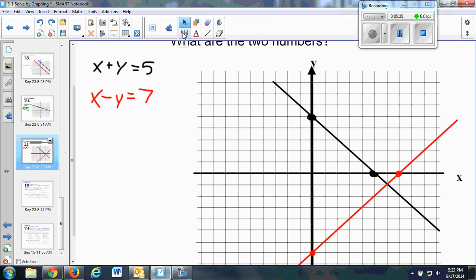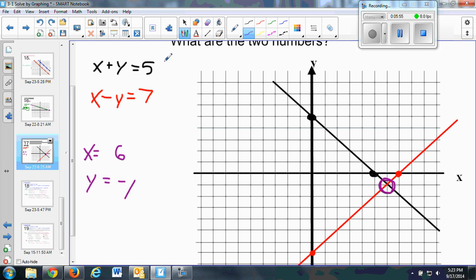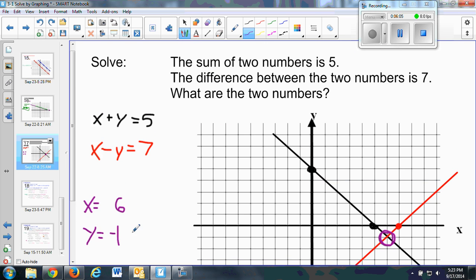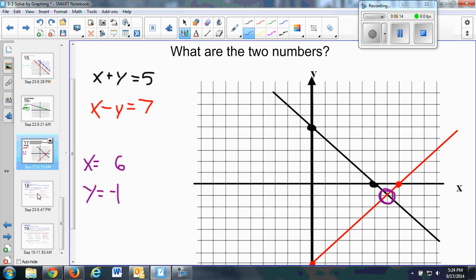As you can see, we have our two lines graphed, and they intersect at that point right there. So our answer is x equals, let's see, 1, 2, 3, 4, 5, 6. So x equals 6 and y equals -1. Let's see if that makes sense. The sum of the two numbers is 5, so 6 plus -1 is 5. Makes sense. The difference between the two is 7, so 6 minus -1 is 7. Makes sense. Alright, so that's it for today.